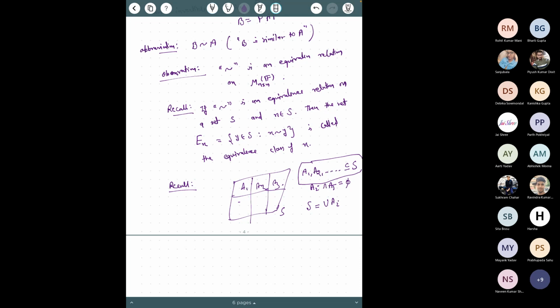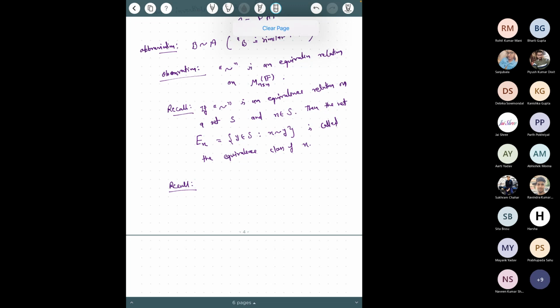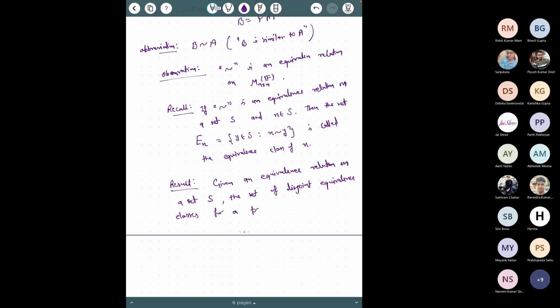Okay, so these equivalence classes form a partition of the set S. So the result, let me write this as a result just to recall. These are the basic set theory results. Given an equivalence relation on a set, let's say S, the set of disjoint equivalence classes form a partition of S.